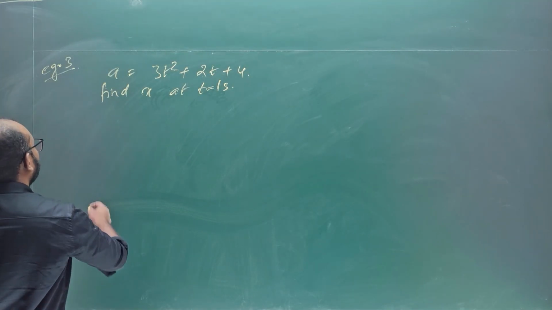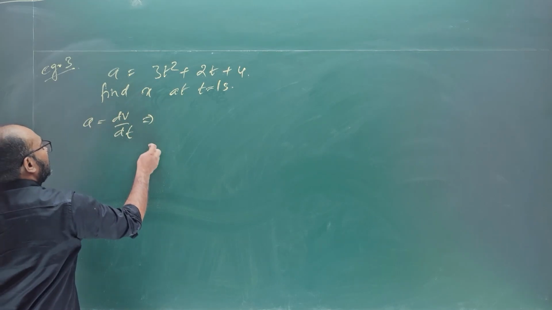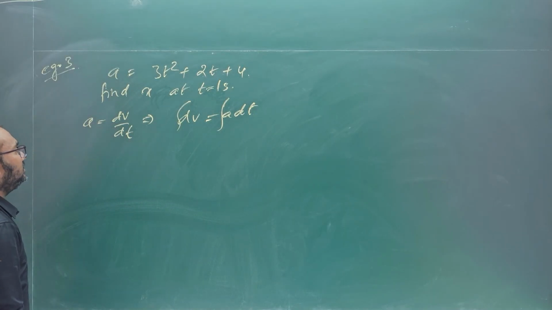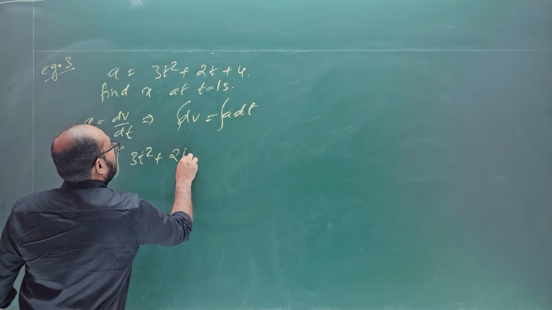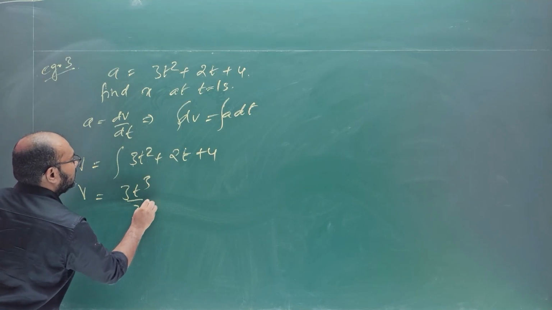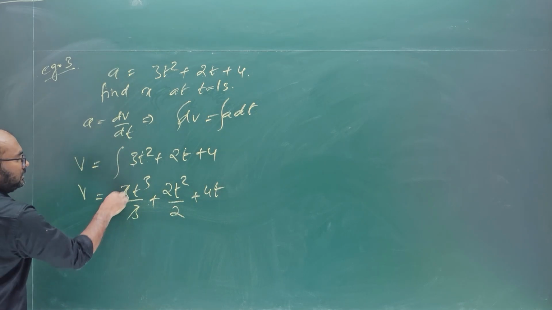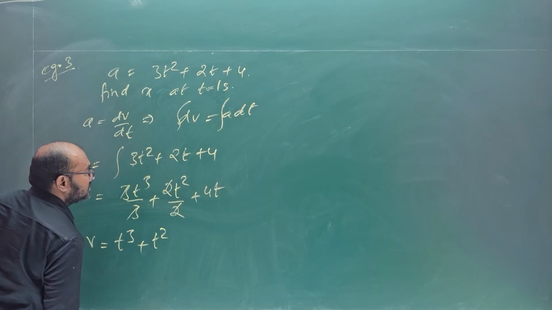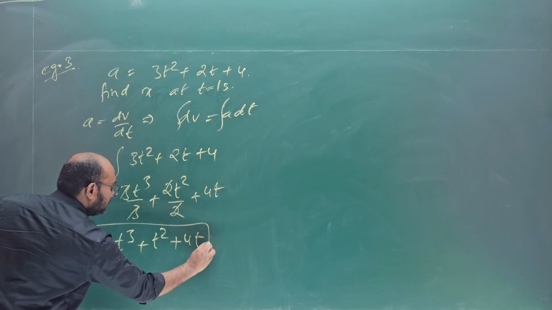Shall I now? So acceleration is nothing but dv upon dt, or this can be written as dv is equal to a dt. Integrating this, I will be getting velocity. So velocity is equal to the integration of 3t square plus 2t plus 4, which becomes 3t cube upon 3 plus 2t square upon 2 plus 4t. The 3 and this 3 cancel, and the 2 cancels. So v is equal to t cube plus t square plus 4t. This is your velocity.